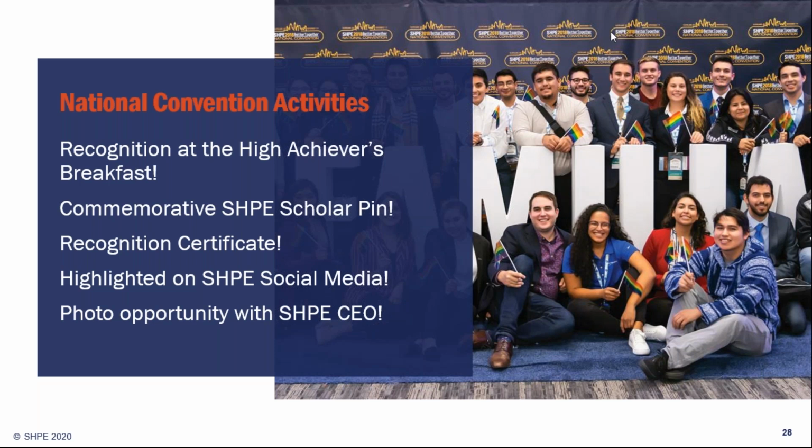Minimum GPA for graduate scholarships is 2.75. Recommender does not have to be a paid member. So your recommender can be whoever your choice is. We recommend having a professor or a professional supervisor as your recommender, but it can be whoever you like. They don't have to be members.